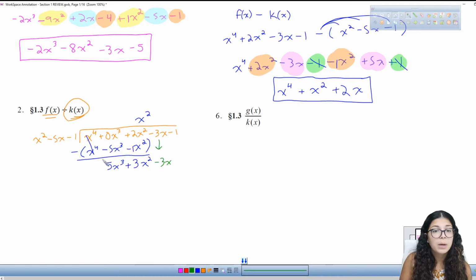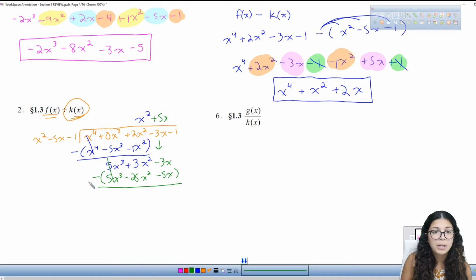Okay, x squared multiplied by 5x would give me 5x cubed. So 5x times x squared is that 5x cubed that I wanted. 5x times negative 5x is negative 25x squared. And 5x times negative 1 is negative 5x. We can go ahead and subtract these two.